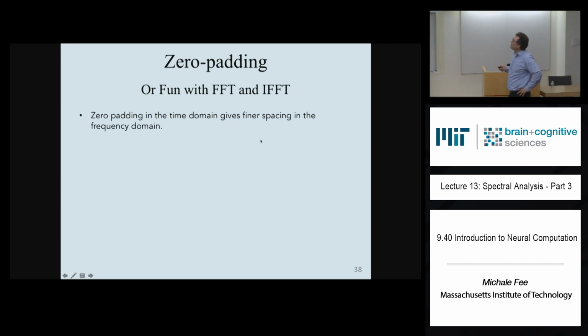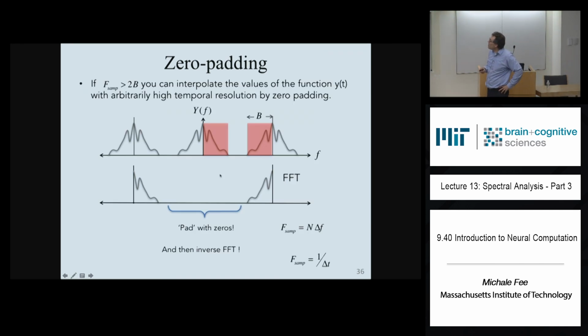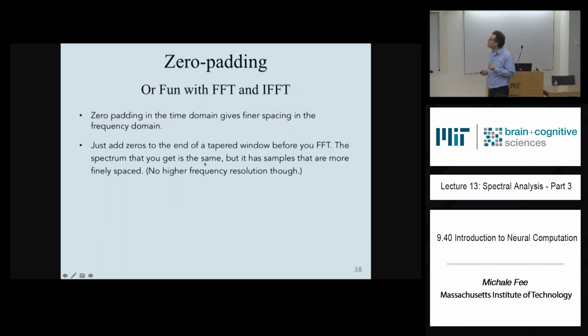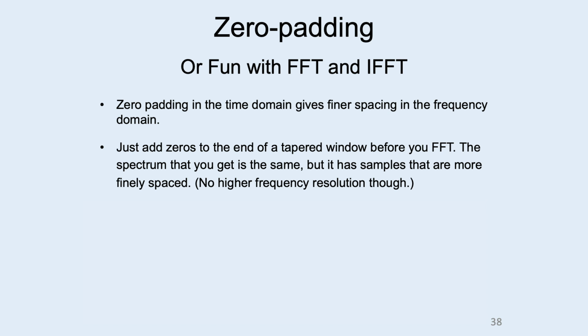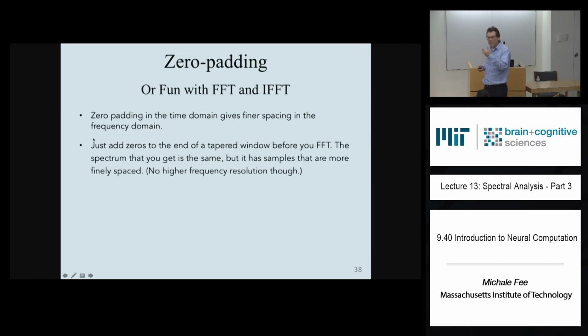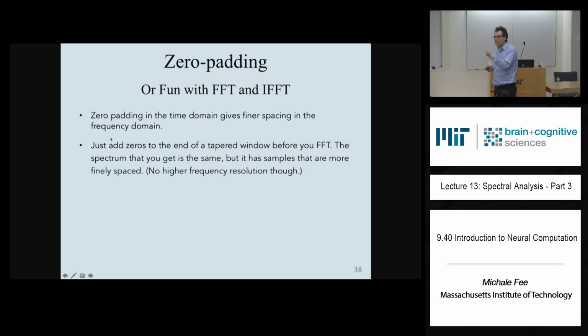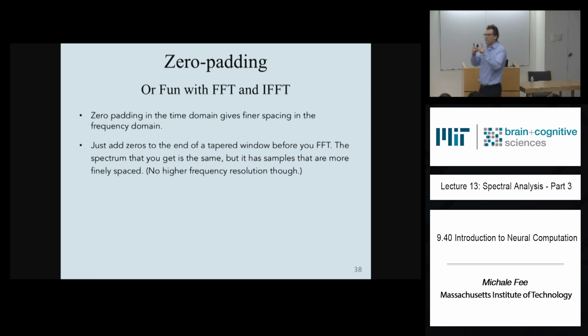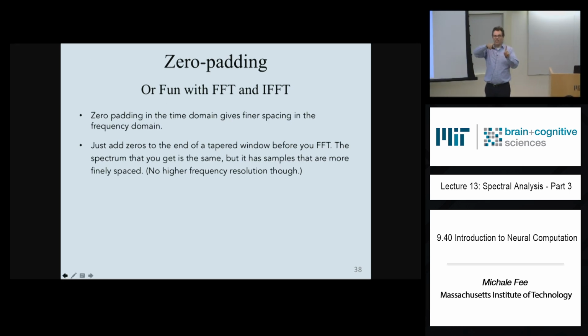So what I showed you here is that zero padding in the frequency domain gives you higher sampling, faster sampling, in the time domain. Okay? And you can also do the same thing. You can also zero pad in the time domain to give finer spacing in the frequency domain. Your FFT samples will be closer together in the frequency domain. Okay, so here's how you do that. You take a little piece of data, you multiply it by your DPSS taper, and then just add a bunch of zeros.